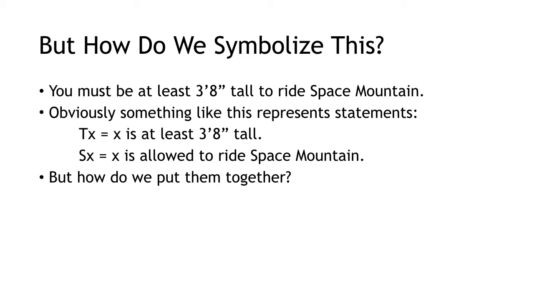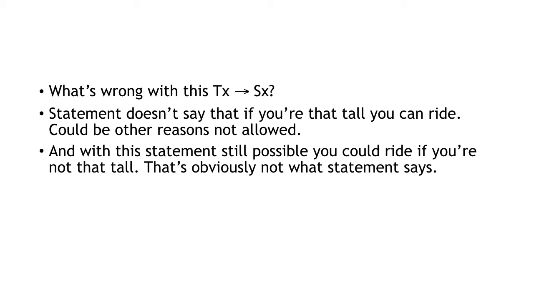Sx equals x is allowed to ride Space Mountain. So these are obviously our two statements. We're going to put them together using a conditional. But how? What goes where? Well, you might think that we should symbolize this Tx arrow Sx, right? Well, that's not going to work though, right? What does this statement say? This says if you are 3 feet 8 inches tall, then you can ride Space Mountain.